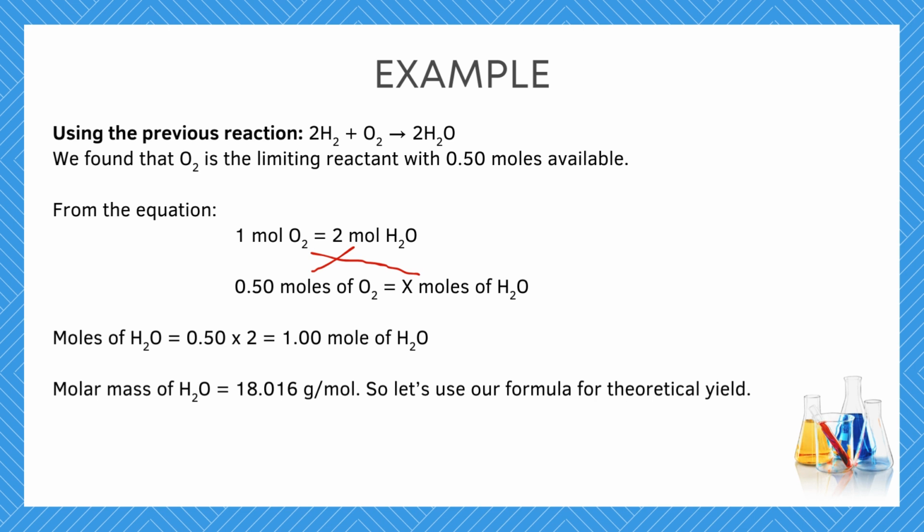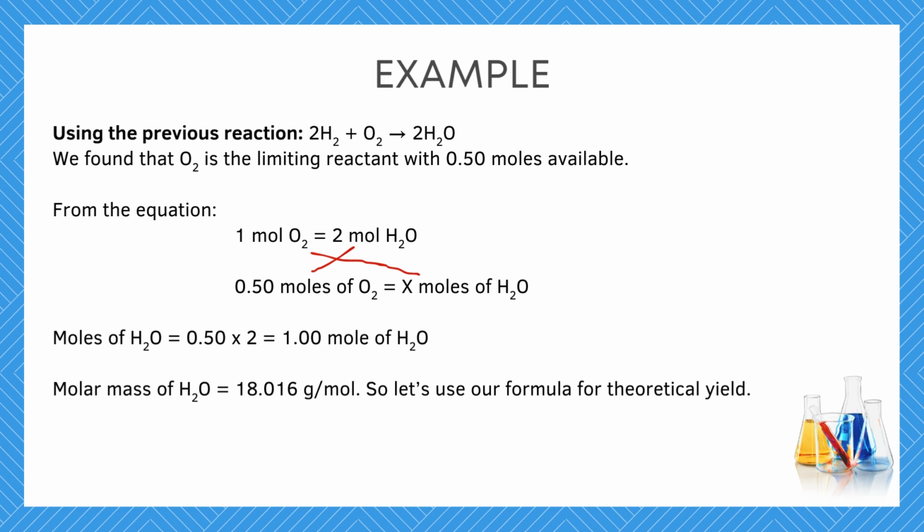So therefore, we have 0.5 moles of oxygen available. Remember, when we calculated the number of moles of the reactants, we found out that it was 0.5 moles that was available for oxygen. So 1 mole of oxygen produces 2 moles of water. How many moles, therefore, will 0.5 moles of oxygen produce? When we cross multiply, it will be x moles of H2O multiplied by 1, and then 0.5 multiplied by 2. So therefore, we have 1 mole of water being produced.